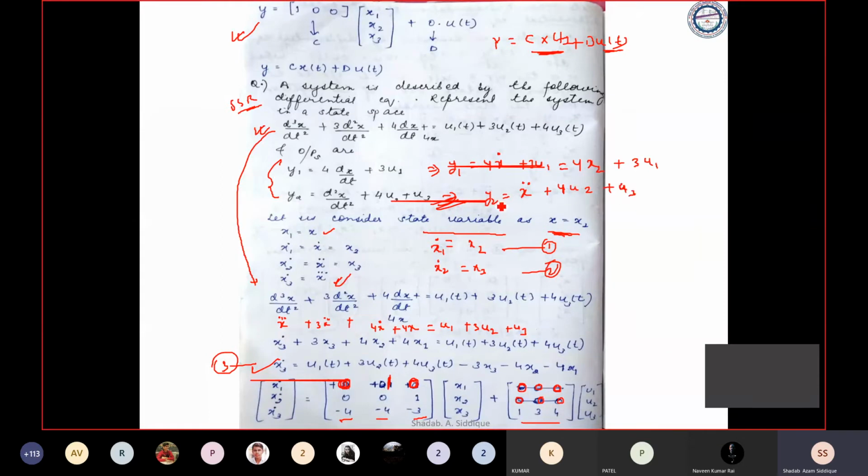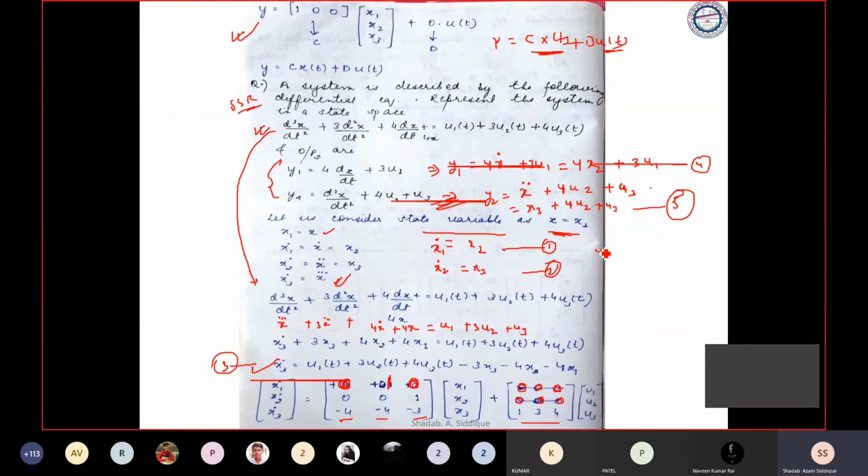So now we want y2 in terms of x1, x2, x3 only, and u1, u2, u3. So we can just replace x double dot with x3. So we'll replace it with x3 plus 4 u2 plus u3. So we'll use these two equations, equation number 4 and equation number 5, to write y1 and y2.